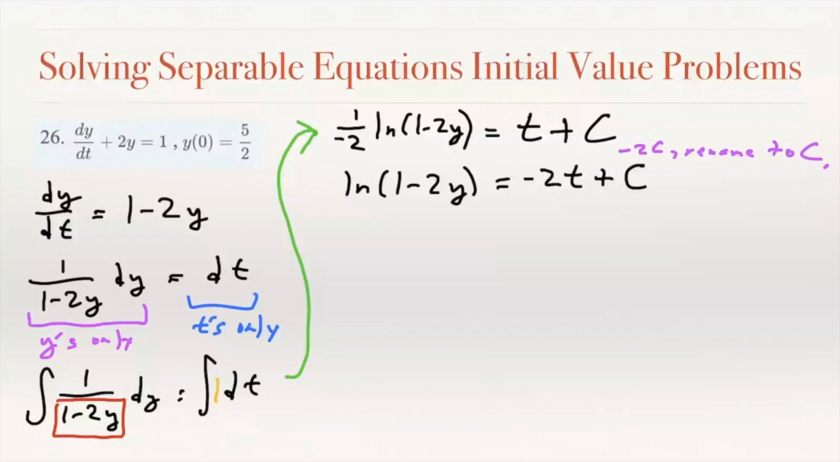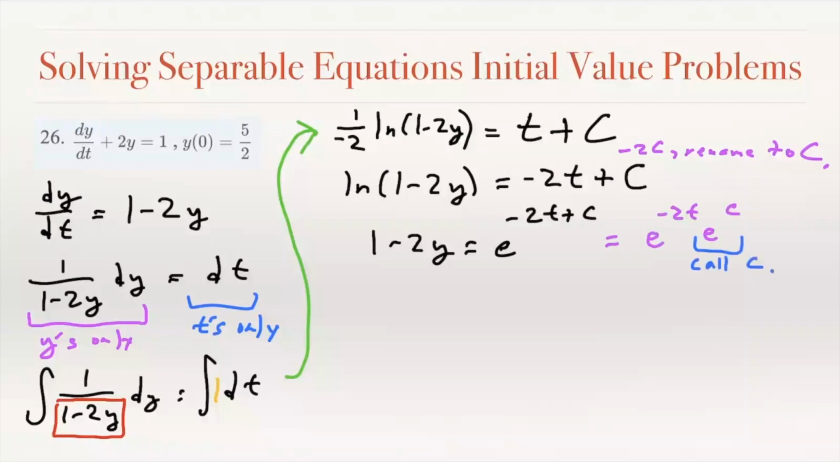Now we can take e to the power of both sides. Okay, and that's the same as e to the -2t times e to the c. And this guy, again, we'll just rename it to c. As c varies across all real numbers, so does e to the c. And we have 1 minus 2y is c times e to the -2t. And y is 1/2 minus 1/2 c e to the -2t.